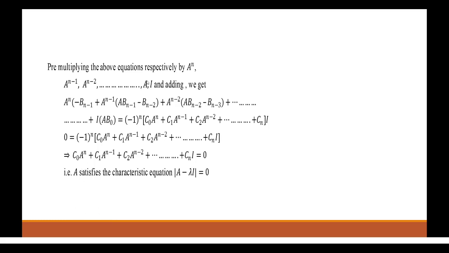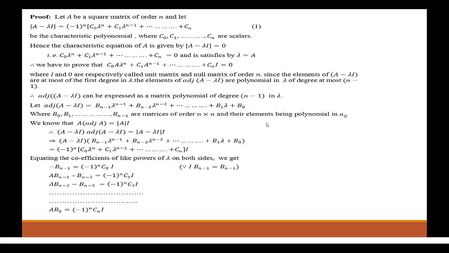Then pre-multiplying the above equations respectively by A^n, A^(n-1), A^(n-2), and finally the last one by I, and adding, we get A^n on the LHS: -A^n B(n-1) + A^n B(n-1) - A^(n-1) B(n-2) + ... The RHS becomes (-1)^n (c0 A^n + c1 A^(n-1) + c2 A^(n-2) + ... + cn I).